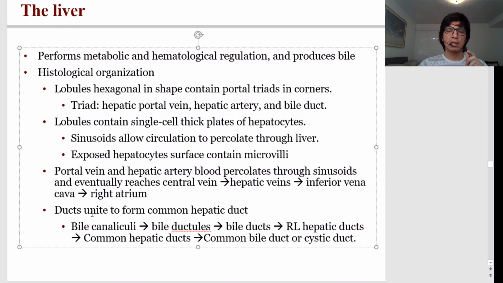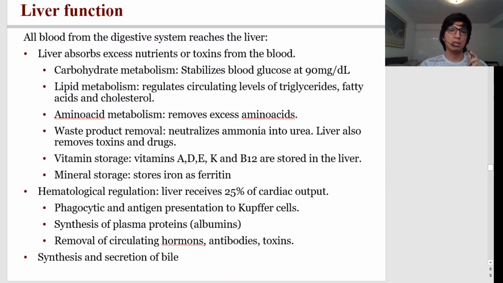Ducts, on the other hand, run in a similar fashion but in the opposite direction. You have bile canaliculi, bile ductules, bile ducts, which form into the right and left hepatic ducts, eventually into the common hepatic duct, and the common bile and cystic ducts.